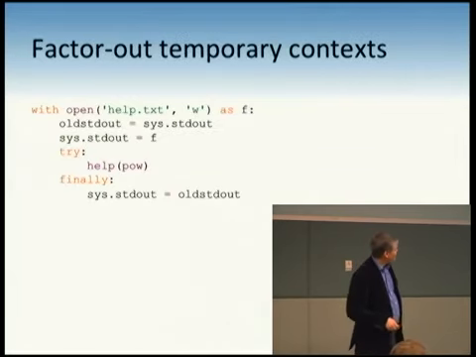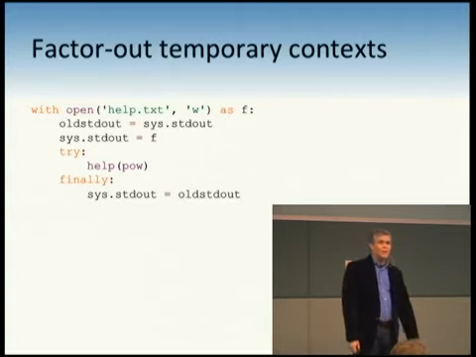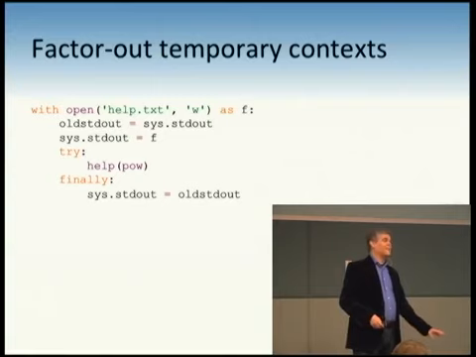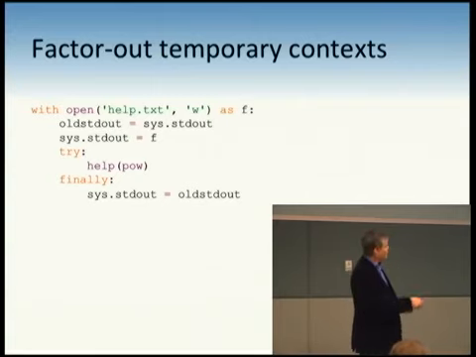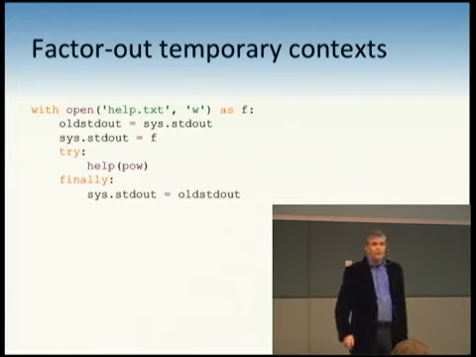All right, more new things. Factor out temporary context. Did you know that help sends its output to standard output? So you're going to have to cut and paste it to store it in a file? That's irritating. Can't we just redirect it? Sure. What you can do is open a file, redirect standard output, temporarily assign it, do a try finally on the help, and then after you've done the help, capturing the output to the file, restore it. Is this any fun? No.